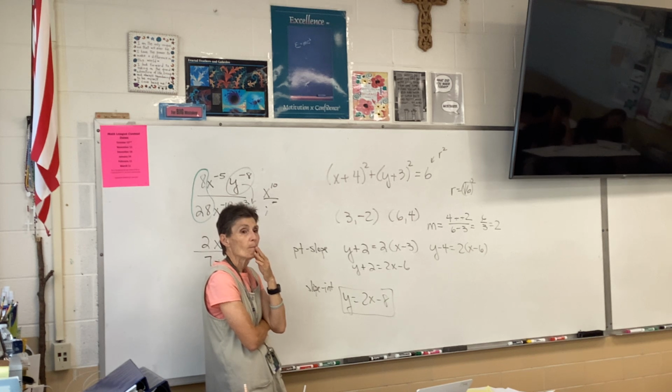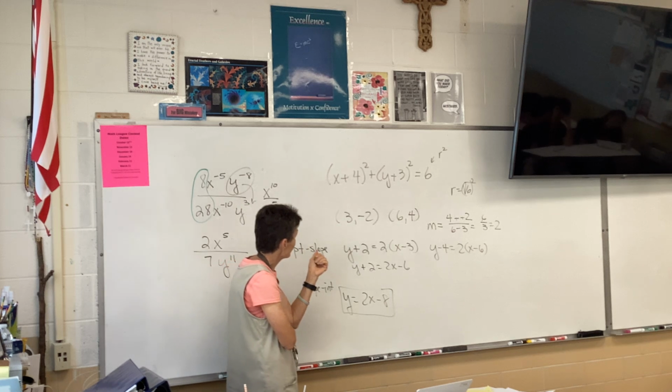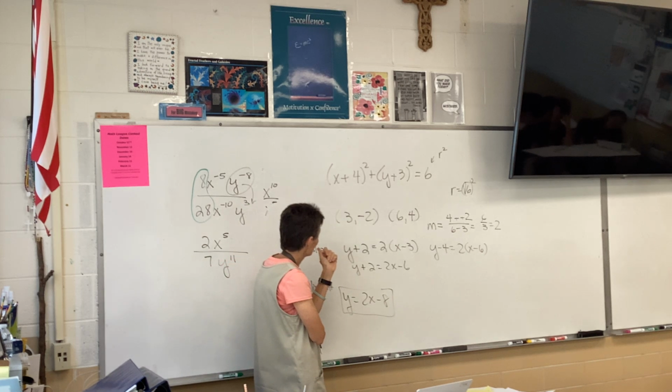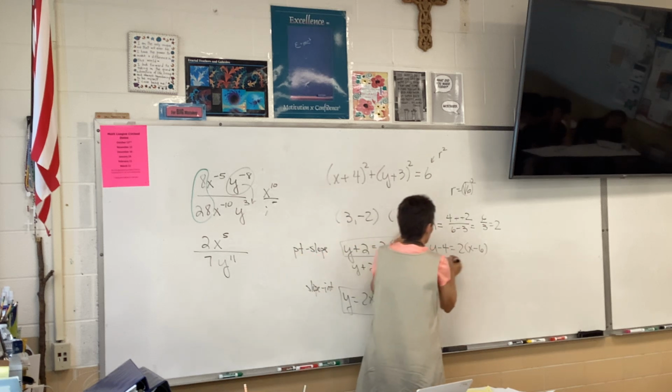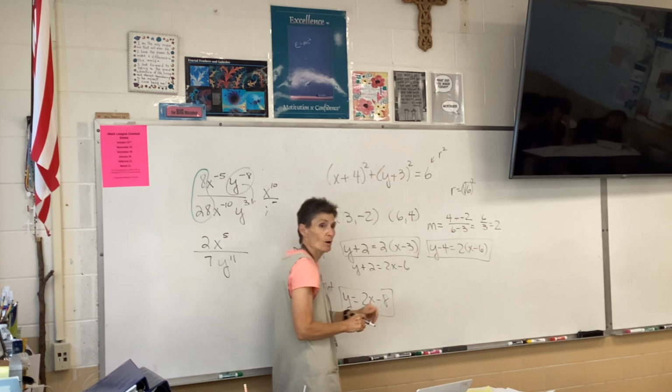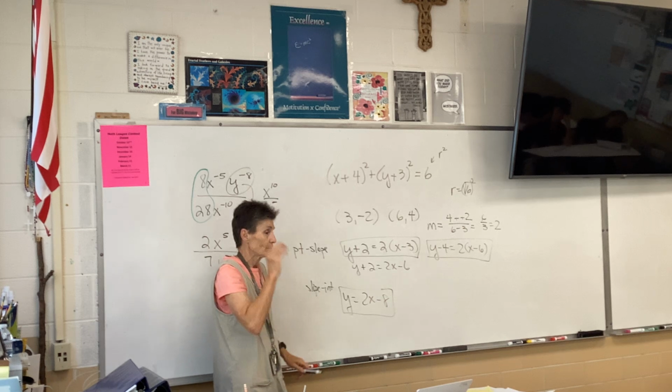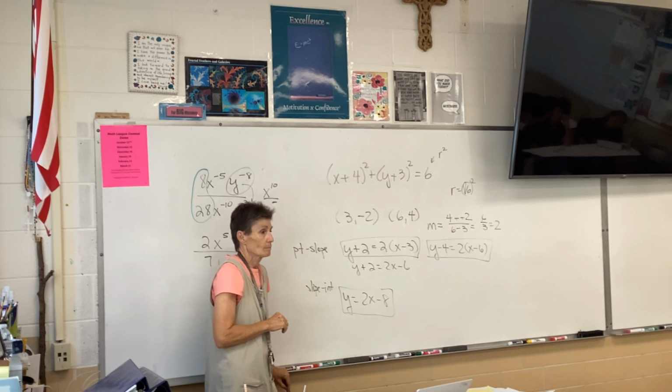Point slope, did you use the first one, with the parentheses, like the 3 comma minus 2? I did that one here, but I used this one over here. It doesn't matter. They're both equally fine. They look different, but they're the same thing.